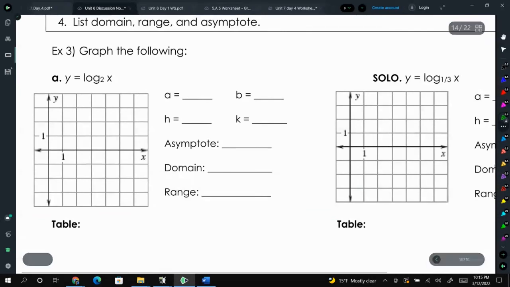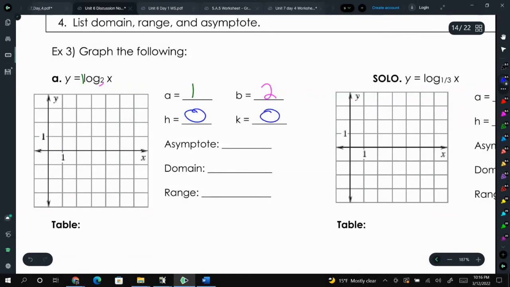y equals log base 2 of x. So our a value is an invisible 1 out in front. Our b value is our base of the log, which is 2. Our h value in this problem is 0, and our k value is 0. Our asymptote is x equals 0. Our domain is going to be 0, comma infinity, and our range is going to be negative infinity, comma infinity.